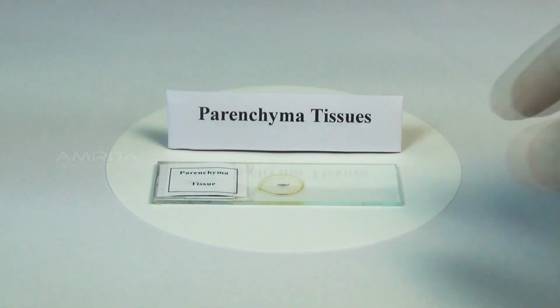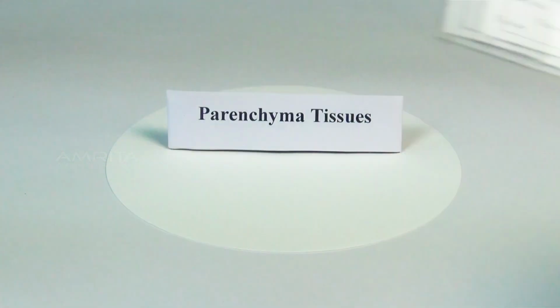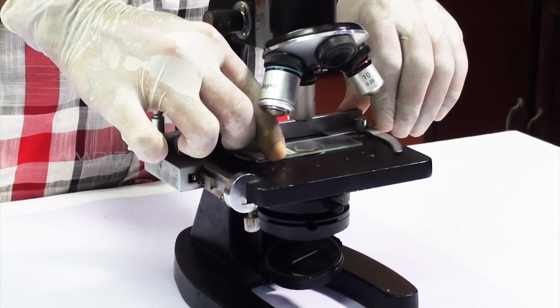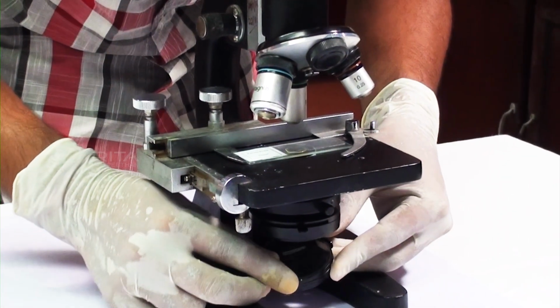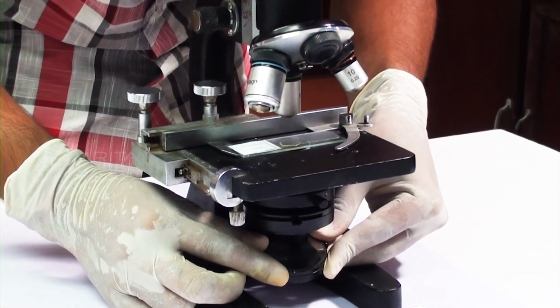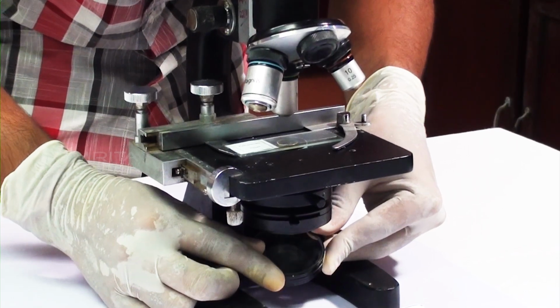Procedure. Take the permanent slide of the parenchyma tissue and place it on the stage of the compound microscope. Adjust the mirror of the microscope carefully until the image you see has maximum clarity.